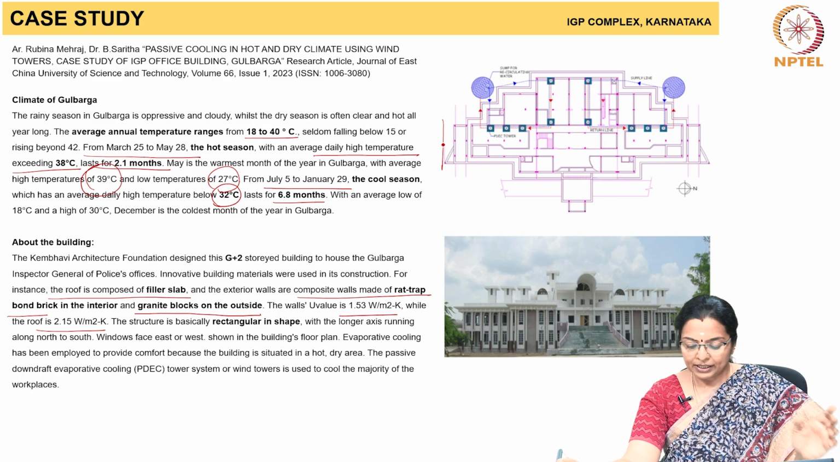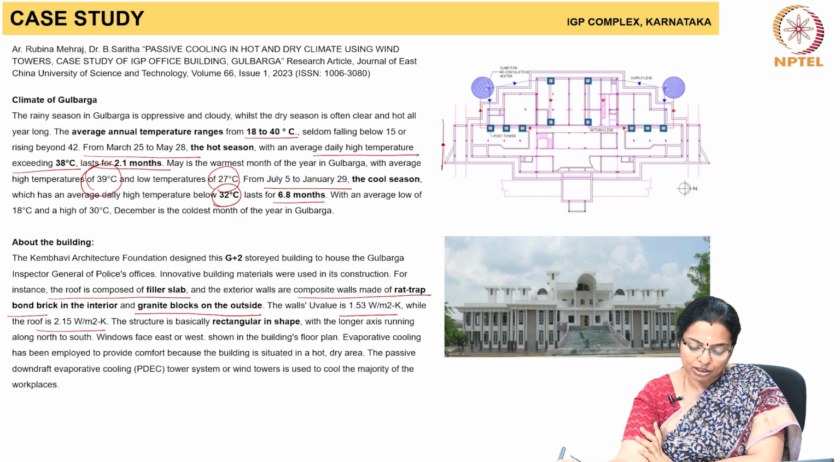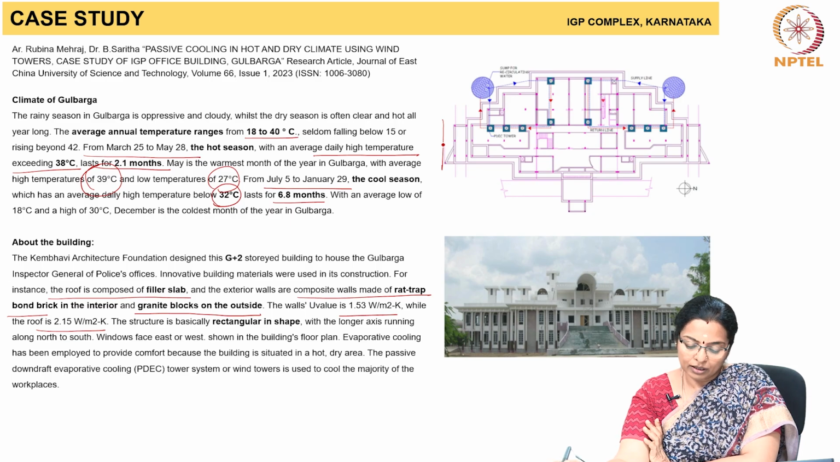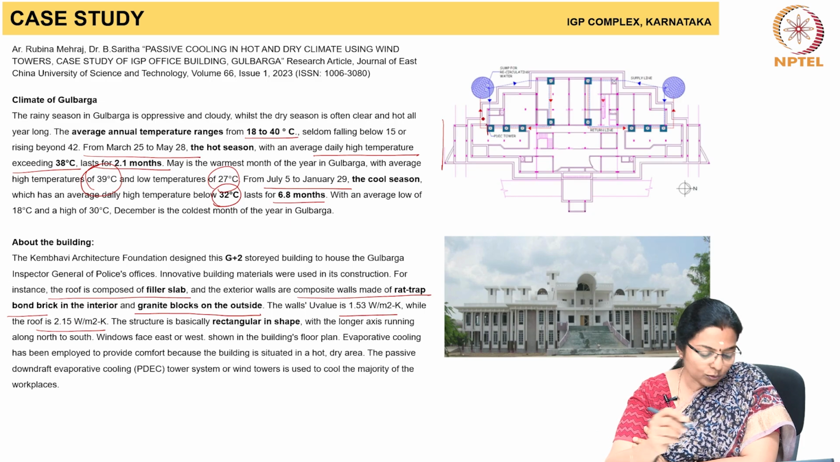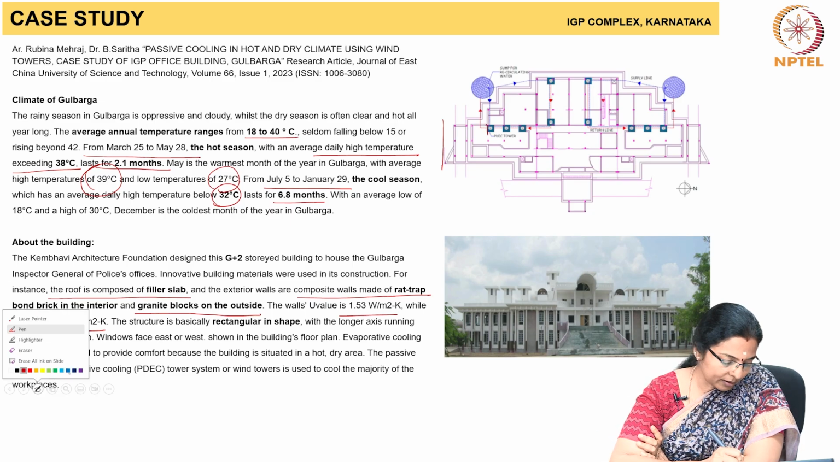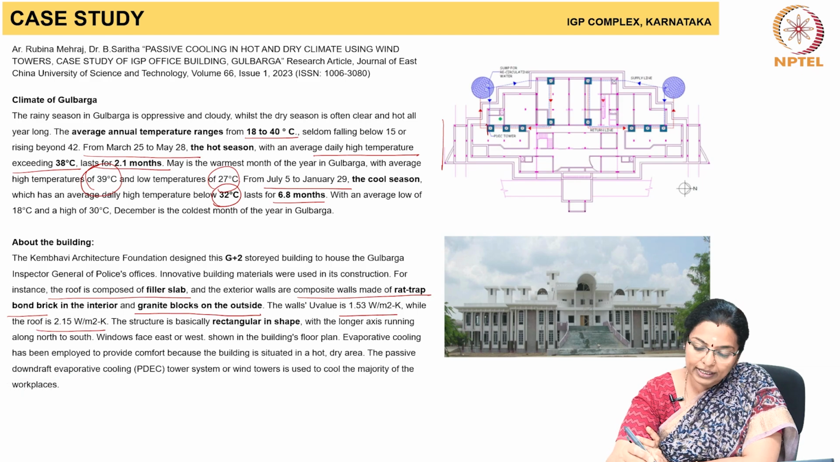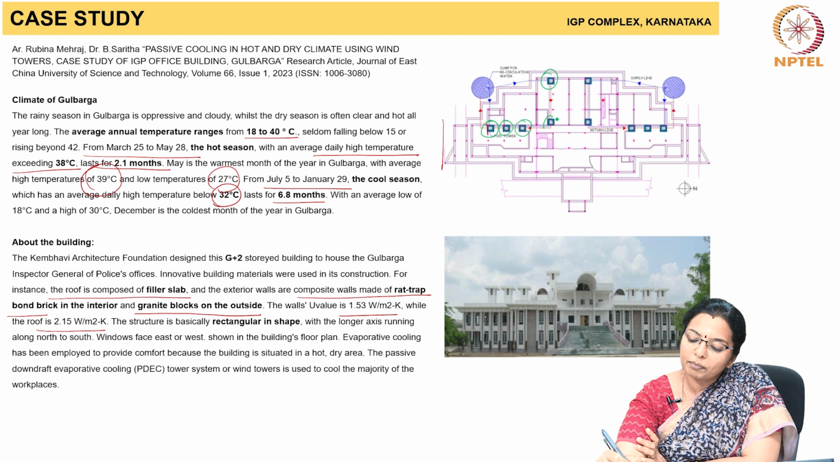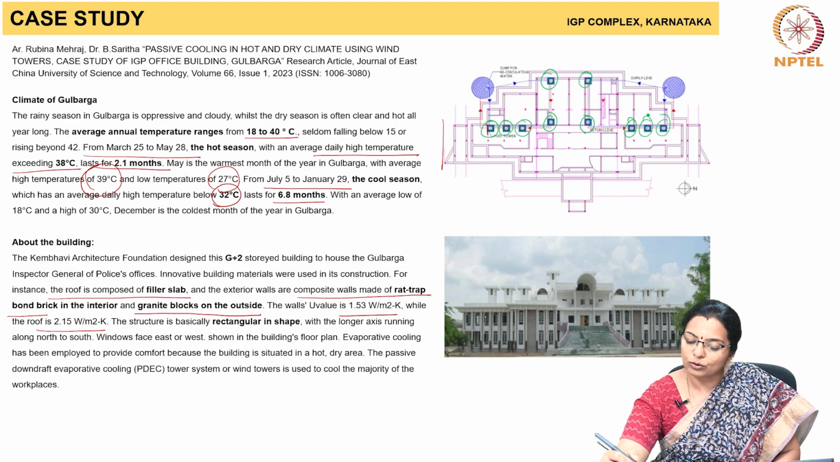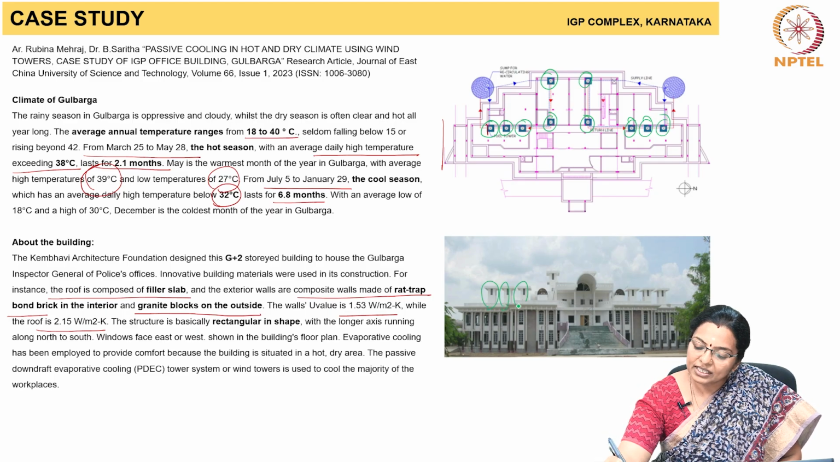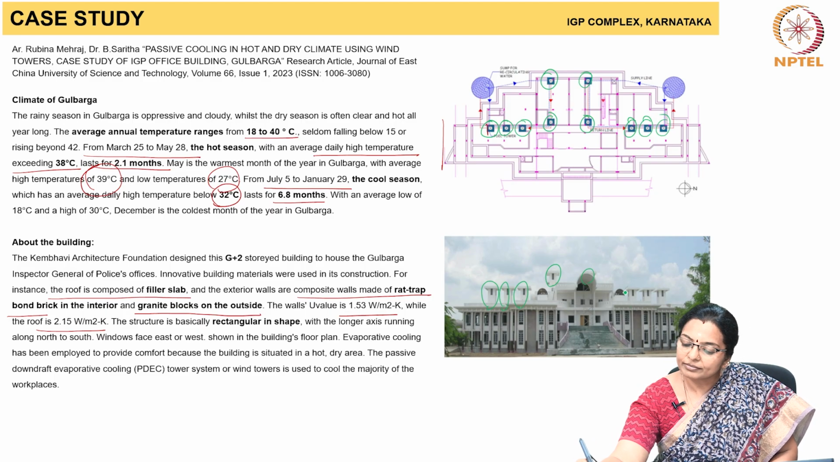Evaporative cooling has been used because the building is situated in a hot and dry area. PDEC towers are used to cool the majority of the workspaces. As you can see, the PDEC towers are located here. So, these are all the passive downdraft evaporative towers located in the IGP office at Gulbarga, which can be seen in the elevation.